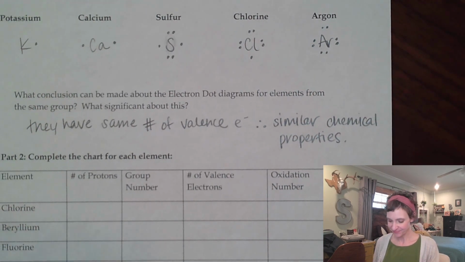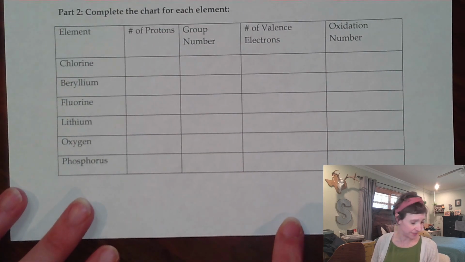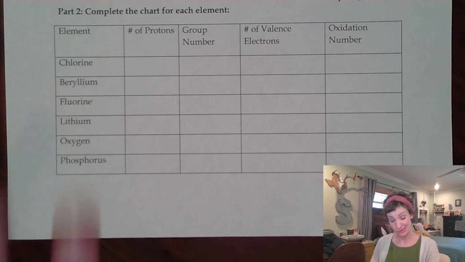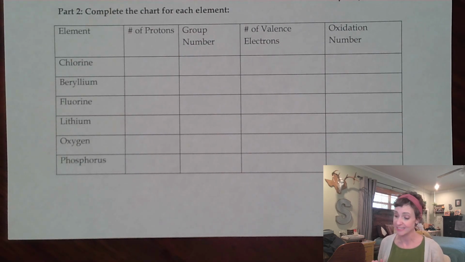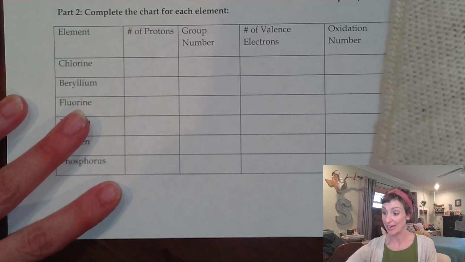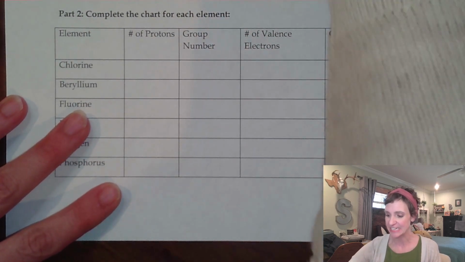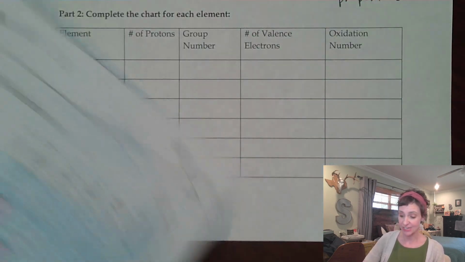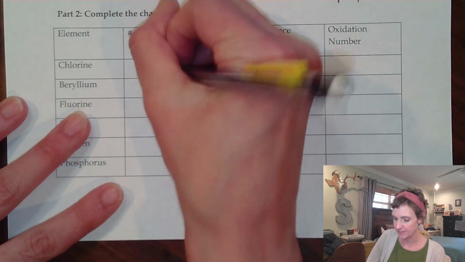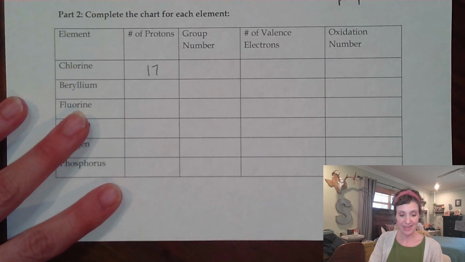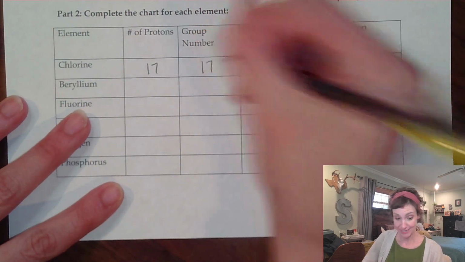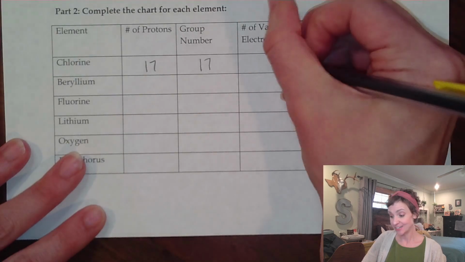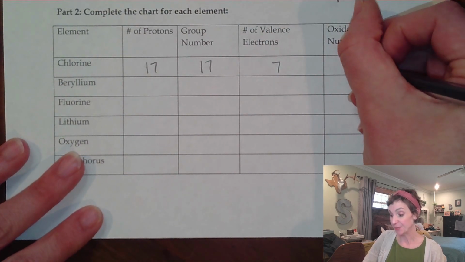Okay. Now, this chart's going to be real cute, real easy for us to do. Hopefully it will not take very long. It's finding all these elements and giving me information about number of protons, group number, number of valence electrons, and an oxidation number. Chlorine is in the halogen group. We know that his atomic number is 17, so he has 17 protons. The group that he is in just happens to be 17. That is purely coincidence. Those two things are not related. Valence electrons, 7, which means his oxidation number is a -1.